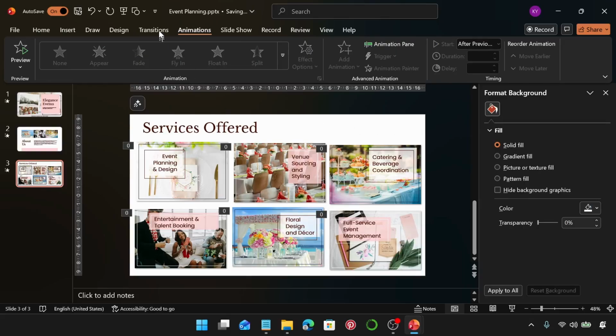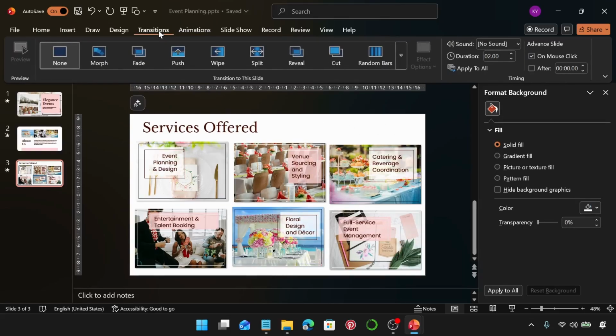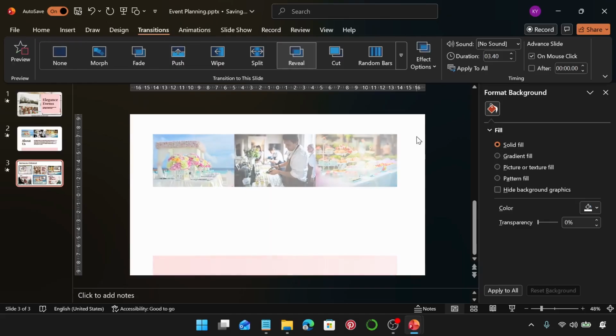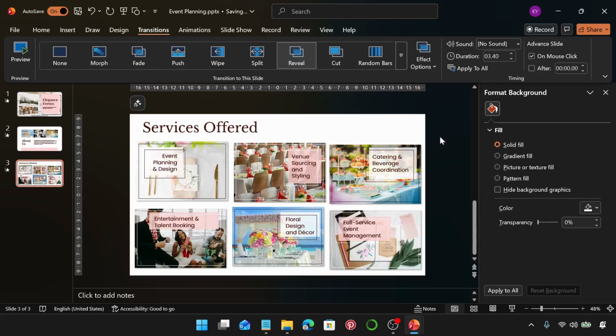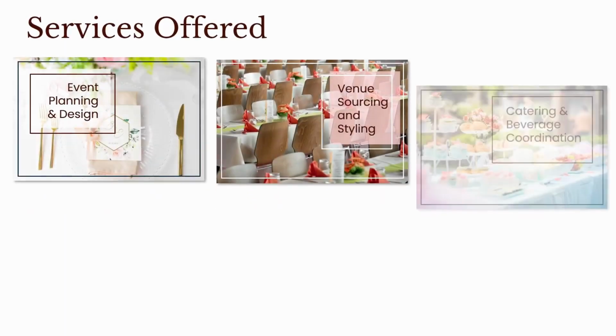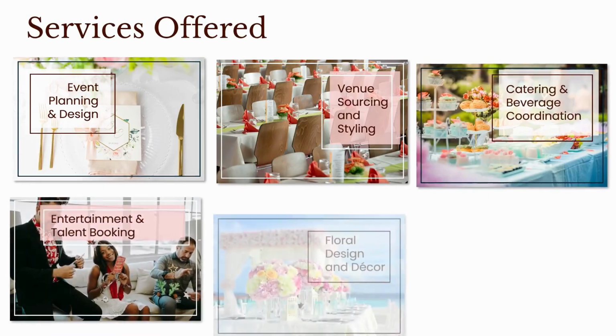And let's go to transitions. The transition we're using for this project is reveal, and I'm going to select that. All right, that is it. Now let's look at our slide in the slideshow view. So I'm going to start it here, and now we have our services offered slide.